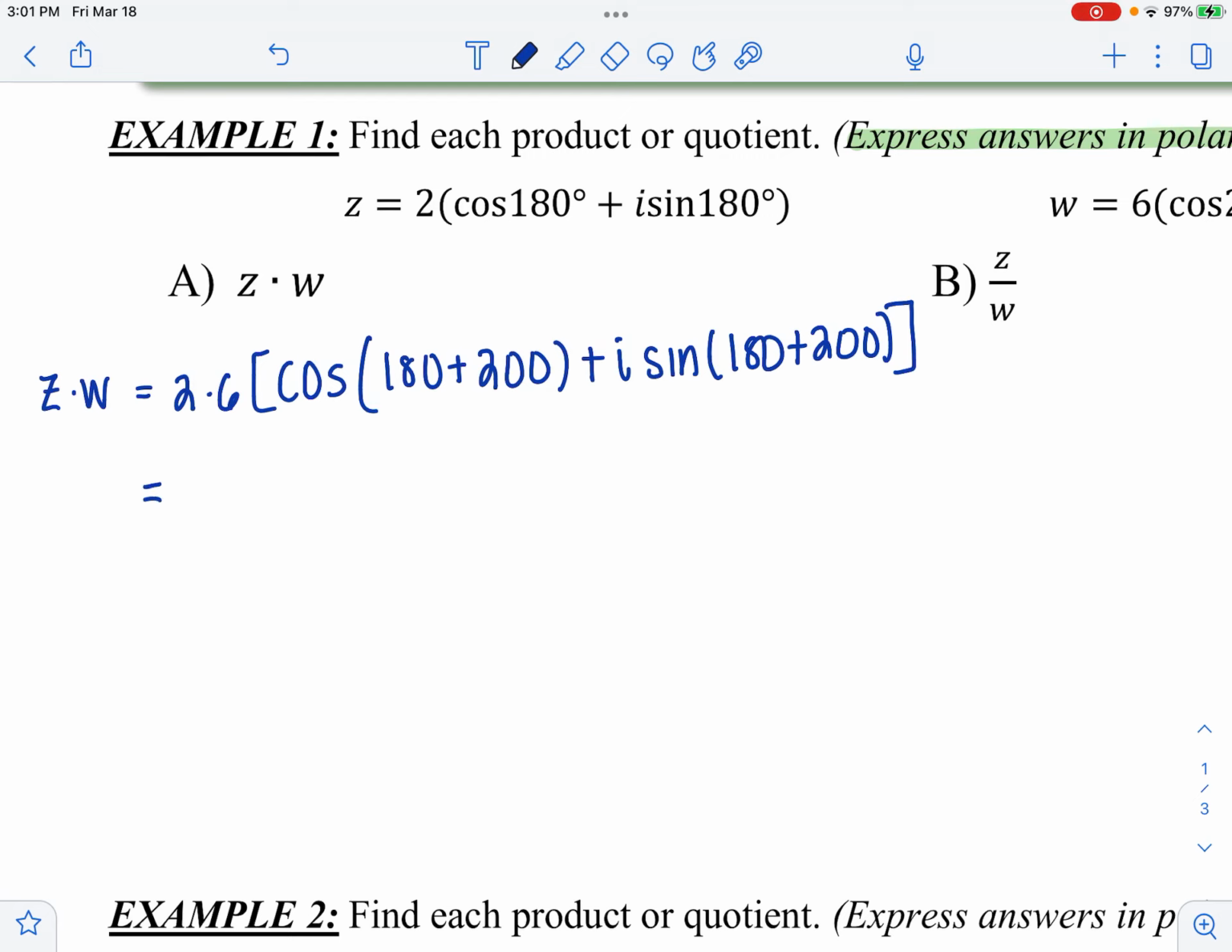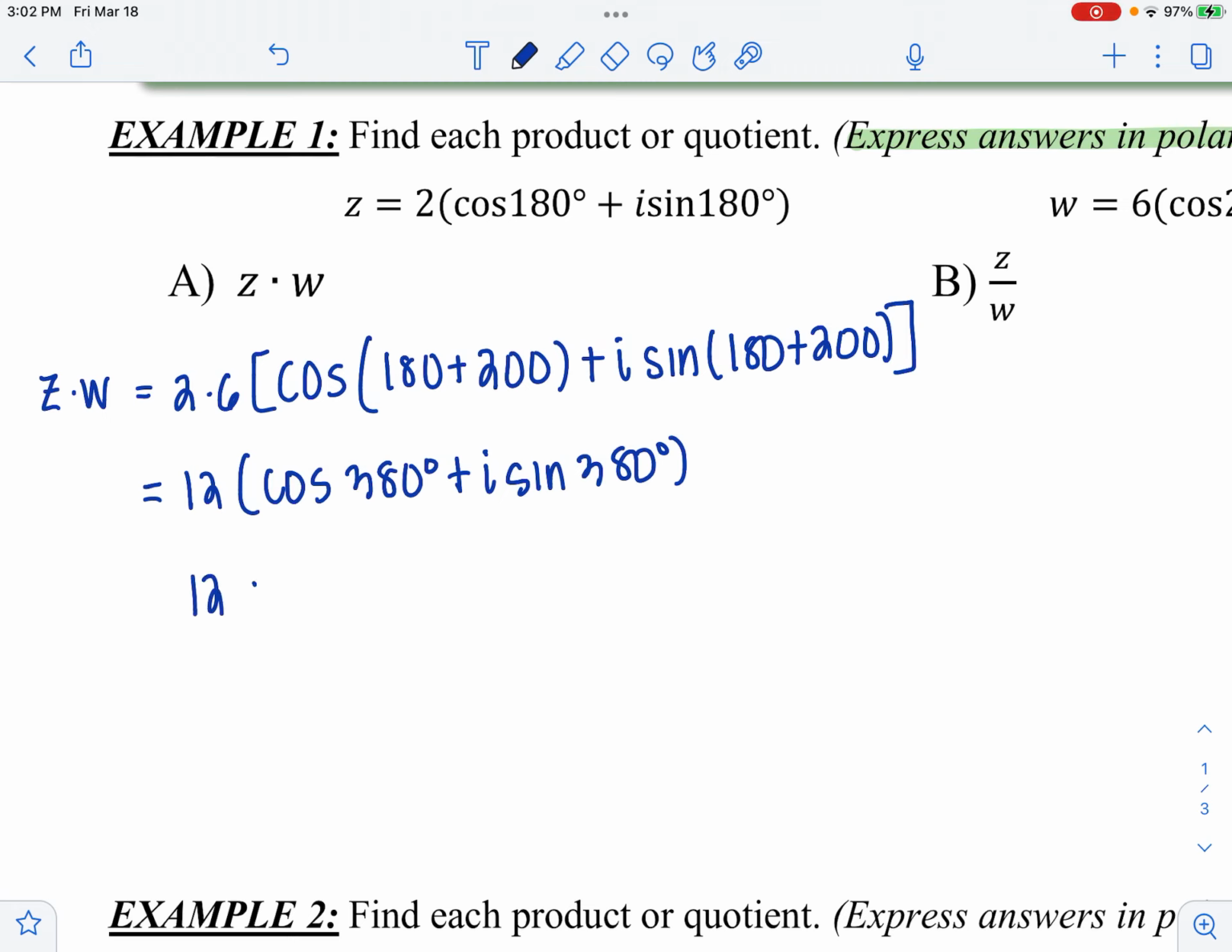All right, so now you've got to clean this up. 2 times 6 is 12. And then we have cosine of 180 plus 200 is 380 degrees, plus i sine of 380 degrees. All right, so now I could be done, but the only problem with this is that my angle is not in between 0 and 360. So I'm going to subtract 360 and I get 20 degrees.